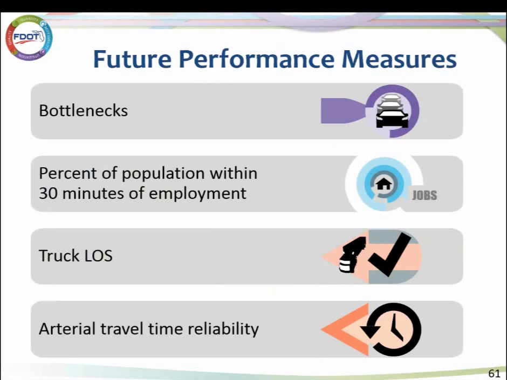As data becomes readily available and methodologies are developed, the Mobility Performance Measures section will report on new performance measures for the different dimensions and modes of travel. Future performance measures will include bottlenecks, percent of population within 30 minutes of employment as a measure of accessibility, a separate truck level of service, and travel time reliability on our arterial roadways.